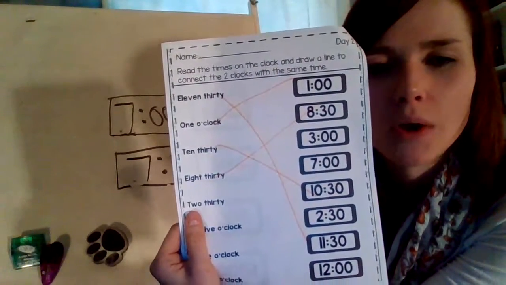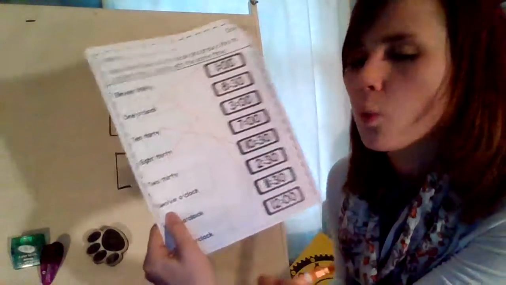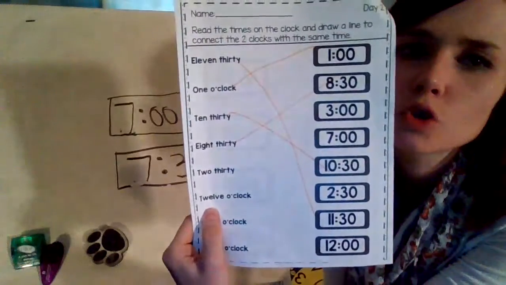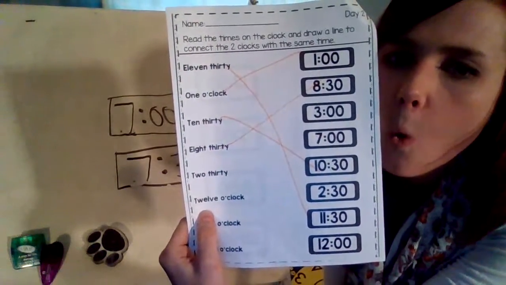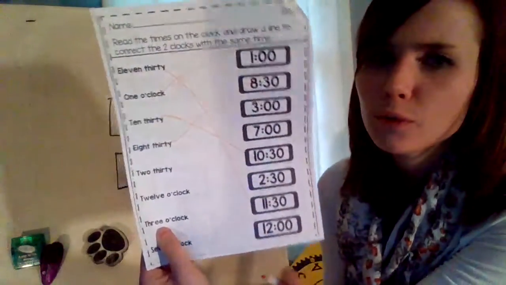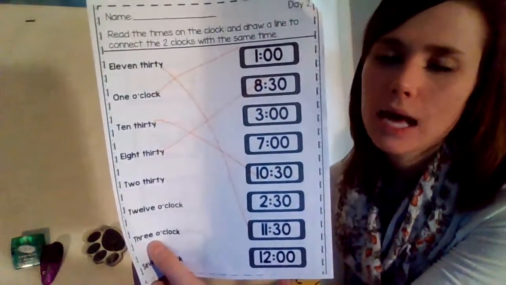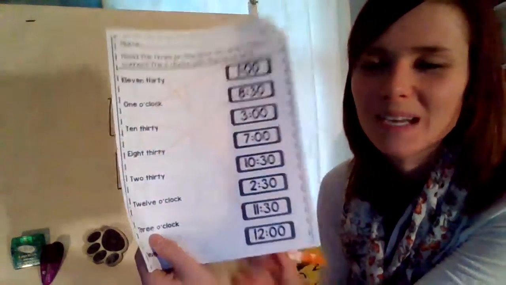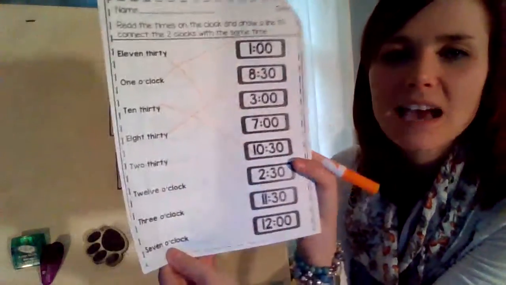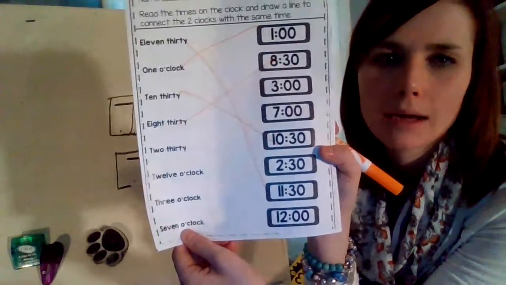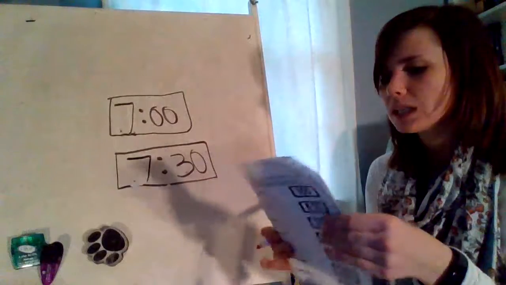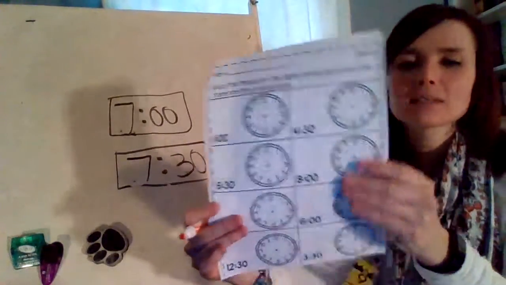Nice job. All right, the next one says 12 o'clock, which digital clock shows 12 o'clock. Nice job. Moving down, 3 o'clock. Did you find 3 o'clock? Nice job. The last one, 7 o'clock. Very nice job. All right, to the last page. All right, your last page.